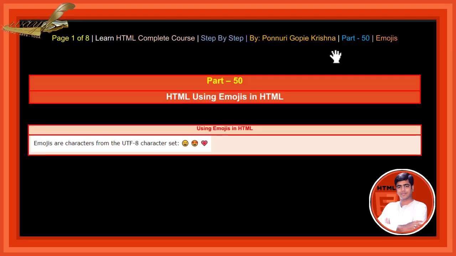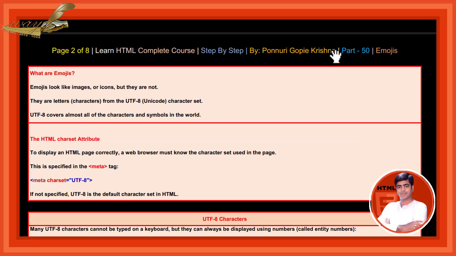In this session, let us learn about HTML using emojis in HTML. Emojis are characters from the UTF-8 character set. See, what are emojis? Emojis look like images or icons, but they are not. They are characters from the UTF-8 Unicode character set. UTF-8 covers almost all of the characters and symbols in the world.